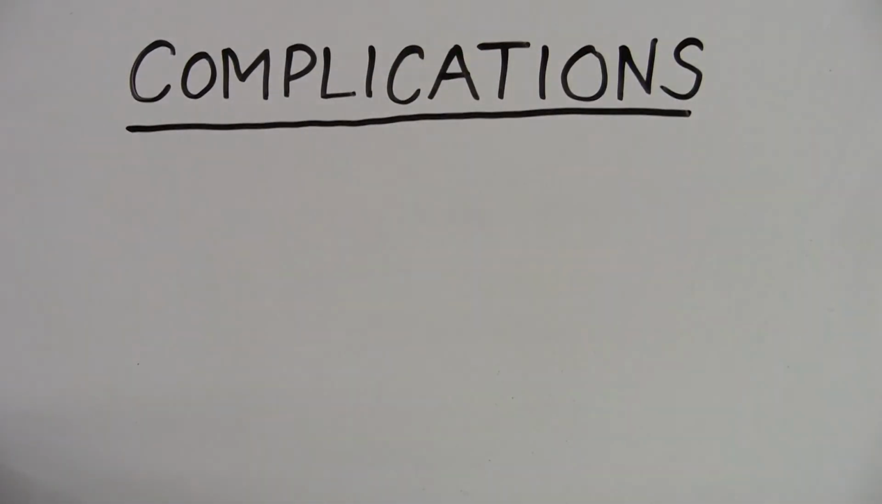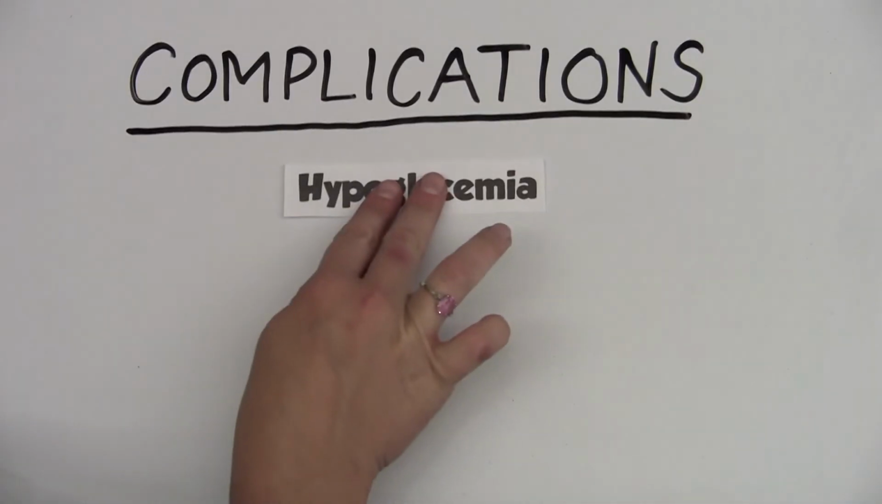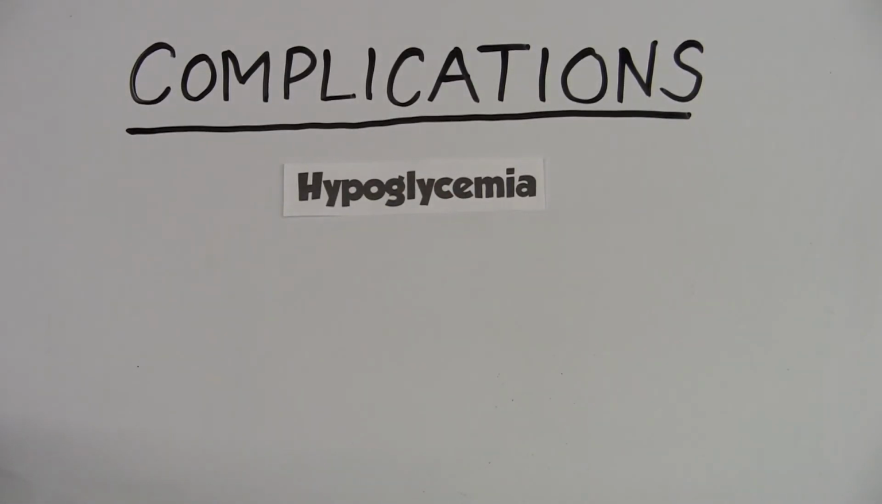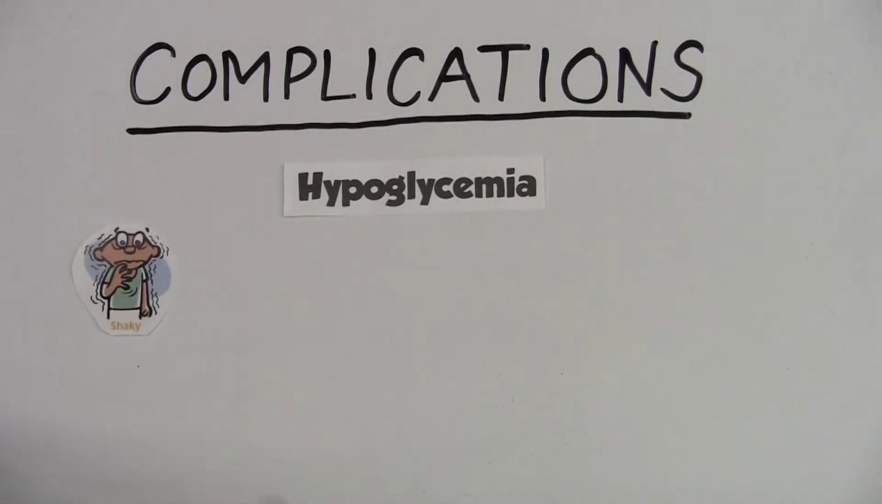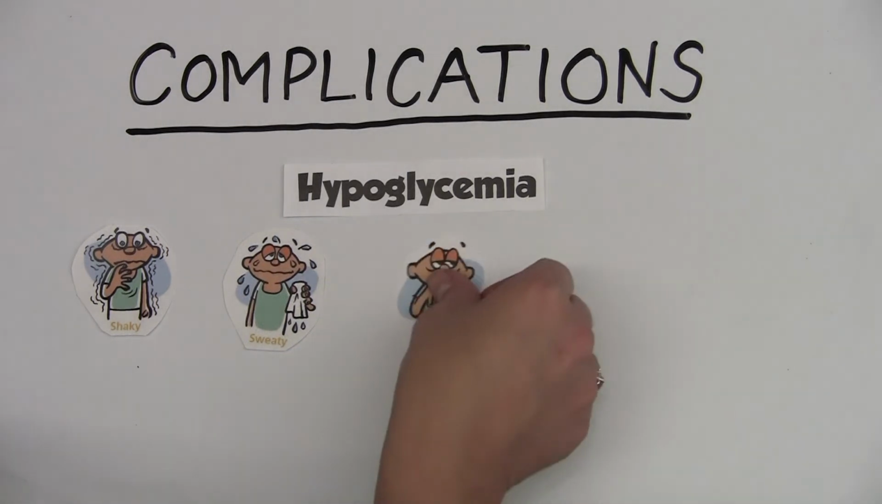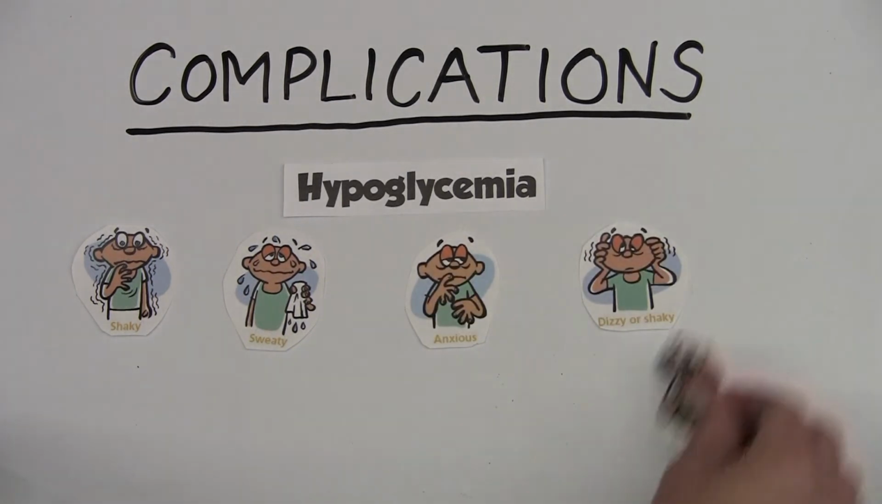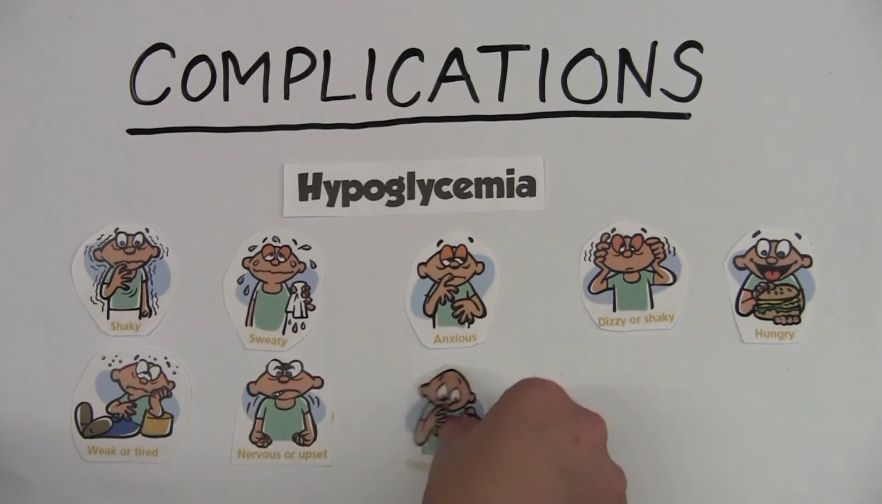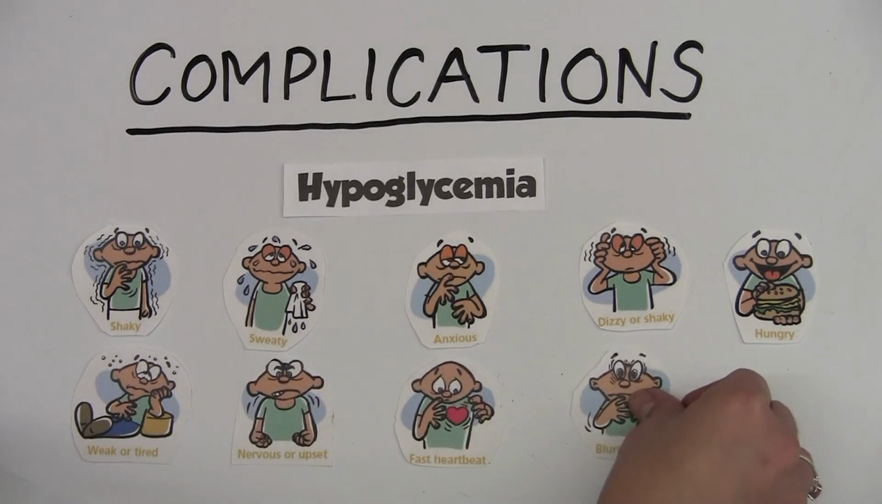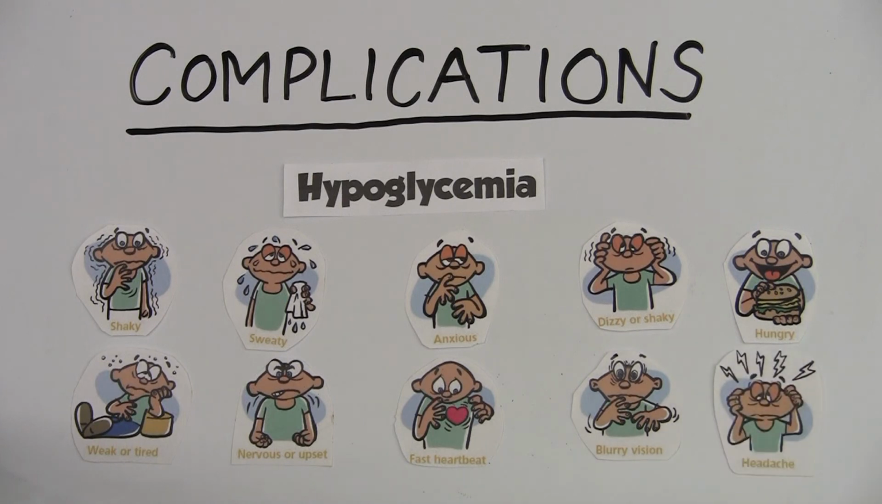Complications. Being unaware of diabetes or letting the disease go untreated can lead to serious complications. A short-term complication is that patients may experience hypoglycemia. Hypoglycemia means your blood sugar level is too low, and the patient may feel shaky, sweaty, anxious, dizzy, hungry, weak or fatigued, irritable, have a fast heartbeat, blurry vision, or headache.